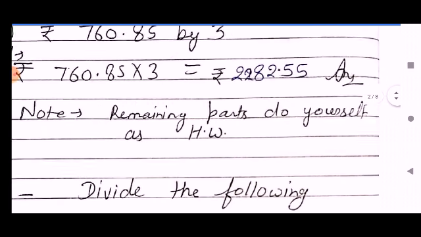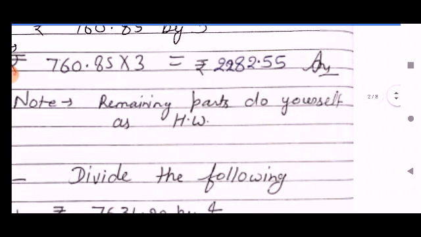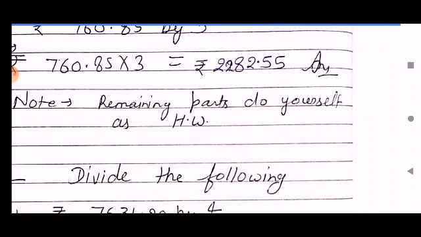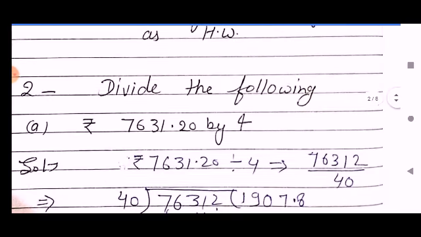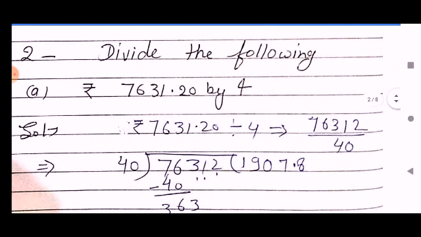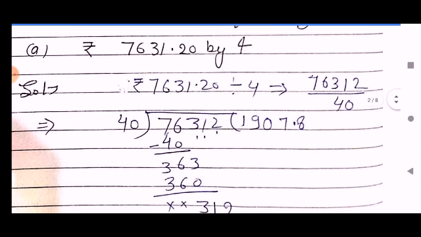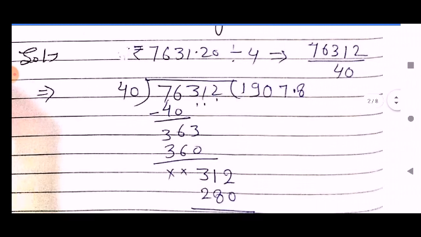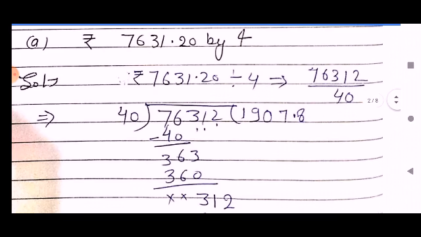The remaining part you have to do by yourself as homework. Now the next question is we have to divide the following number. We have to divide rupees 7631.20 by 4. On dividing, first of all we have to remove the point.